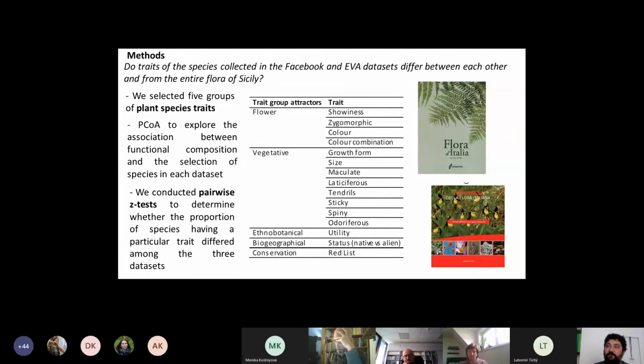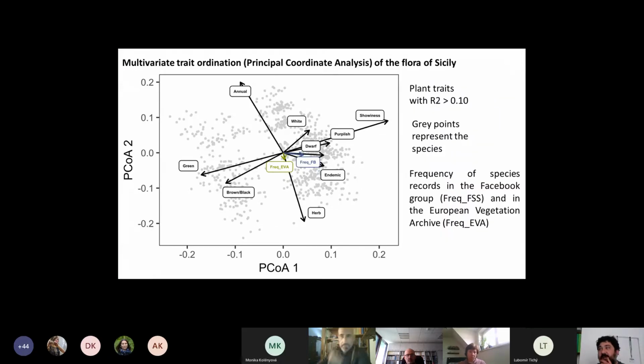Trait flower attractor, vegetative attractor, ethnobotanical attractor, biogeographical attractor, and conservation attractors. And all these traits were taken from Flora d'Italia. First of all, we plotted these plant traits to define the trait space of the Sicilian flora, and we used as a variable the frequency of EVA and the frequency of Facebook.